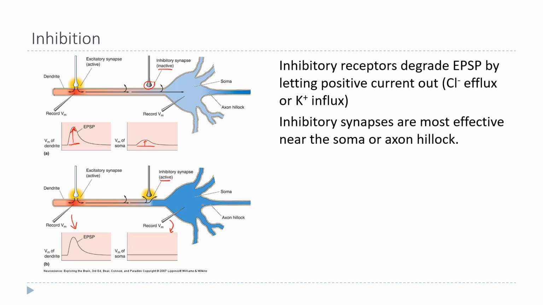But what's important is that the position of the synapse also matters. If these were flip-flopped, so if the excitatory synapse was closer than the inhibitory synapse, let's say down here on the cell body or close to the axon hillock, then it would have much more of an effect. It would be much more likely to trigger an action potential, and in fact, the inhibitory synapse wouldn't really have much of an effect at all. So the location of the synapse on the postsynaptic cell is important.